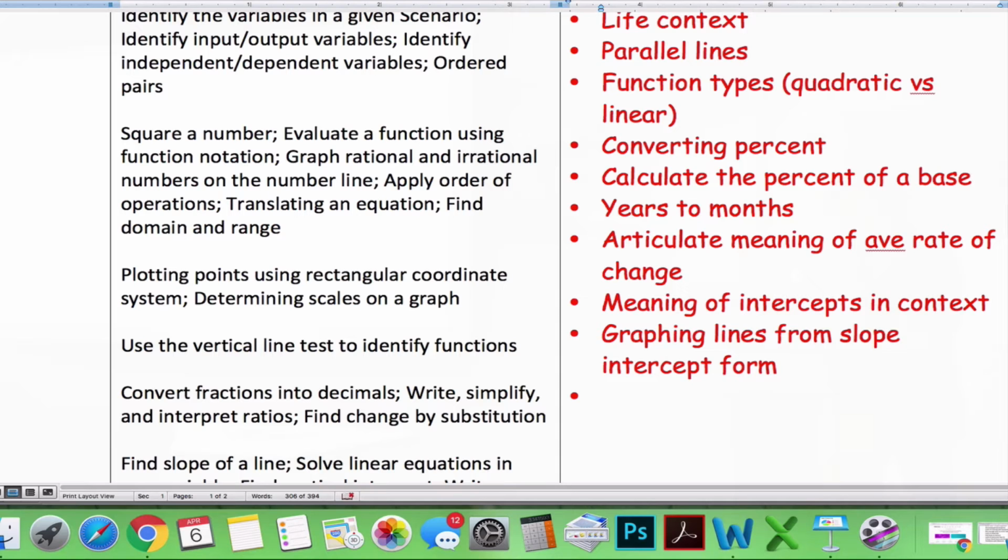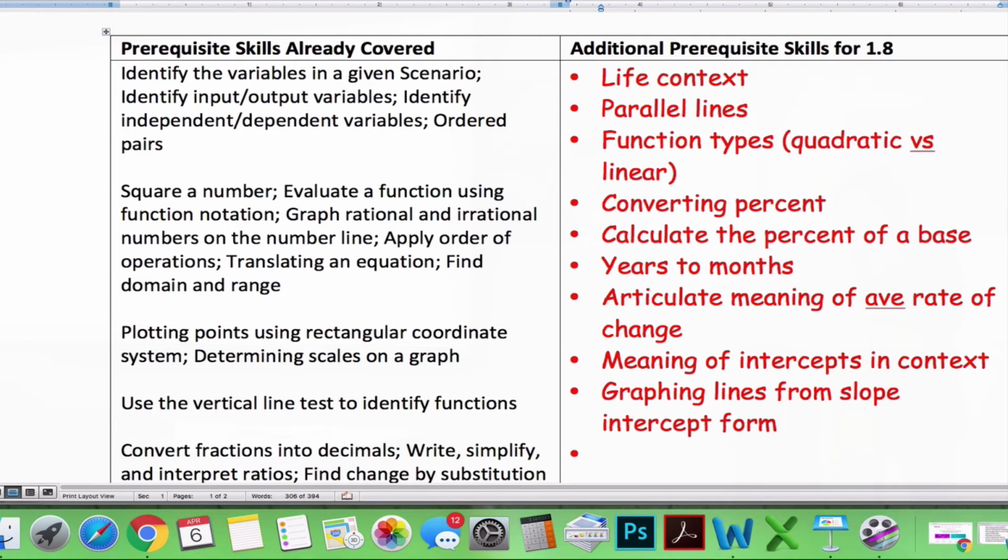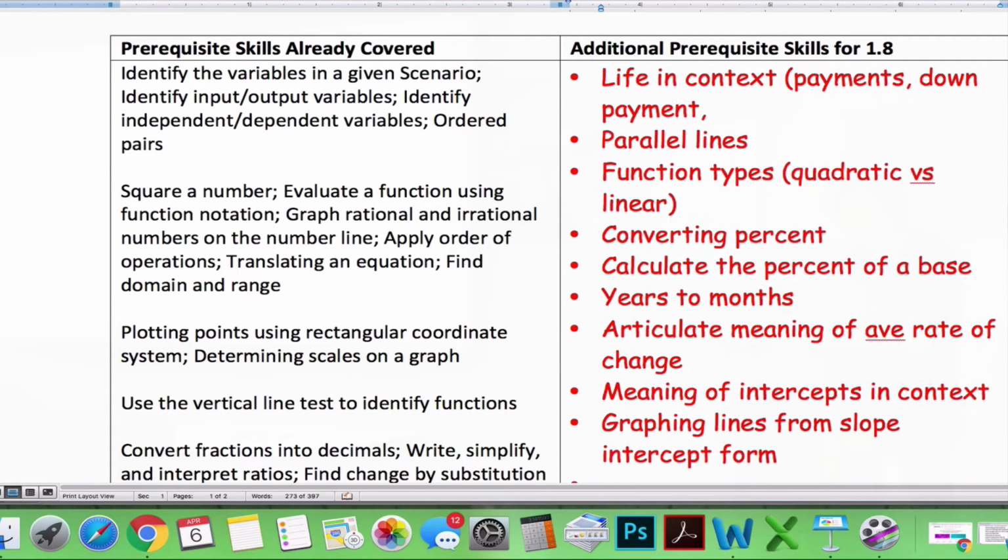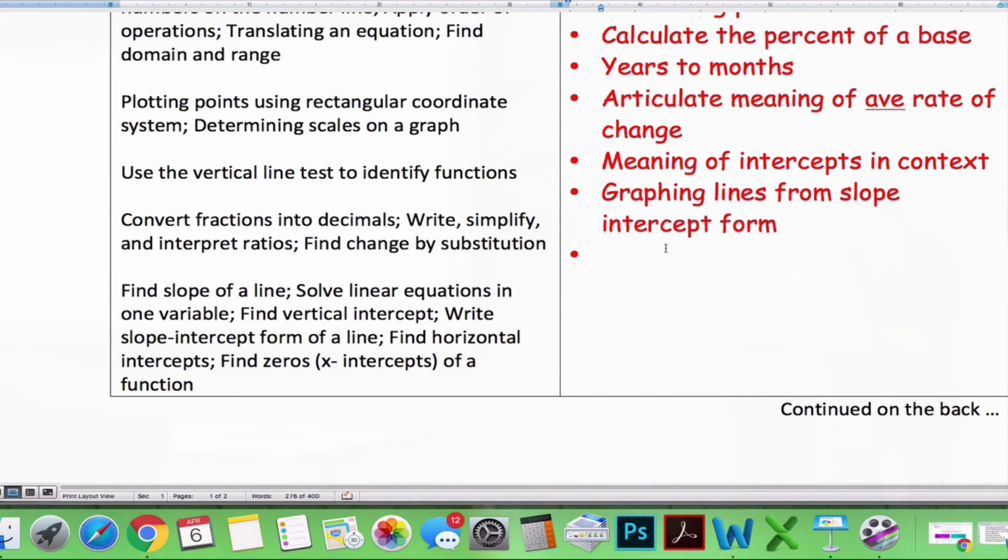Okay, 6. I guess I said just because there is a concept of interest, so you mentioned interest. So that's the life in context, right? Yeah. Life in context. How about understanding a linear relationship? Okay, so I'm going to add interest. I'm going to add up here payments, down payment, interest, loans, just some life in context things. You might need to orient them. And then what else did you say? Just understanding a linear relationship. Understanding linear relationship.